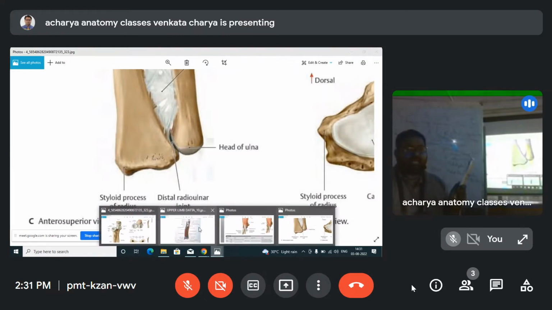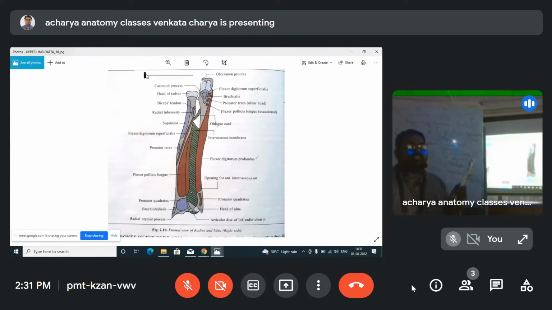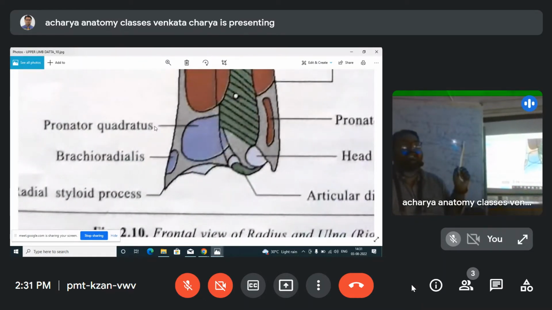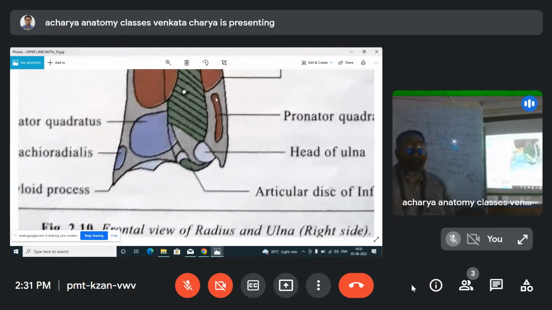In the anterior surface, there is the insertion of pronator quadratus. Pronator quadratus originates from the ulna and is inserted into the radius. It is a box-shaped, quadrilateral muscle. What are examples of quadrilateral-shaped muscles? Pronator quadratus, quadratus femoris. In general anatomy we say quadratus means box shape.